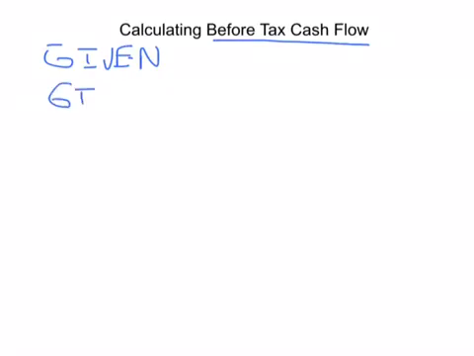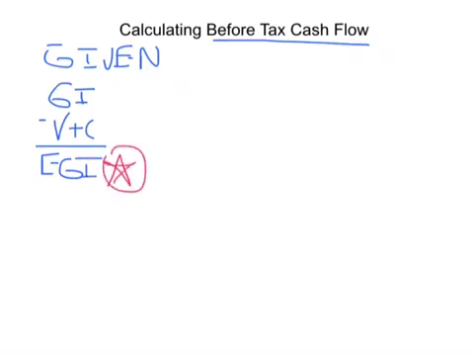Gross income minus vacancy and collections equals effective gross income. I break this out because this is one of the greatest distractors on exam questions. Then you back out operating expenses.